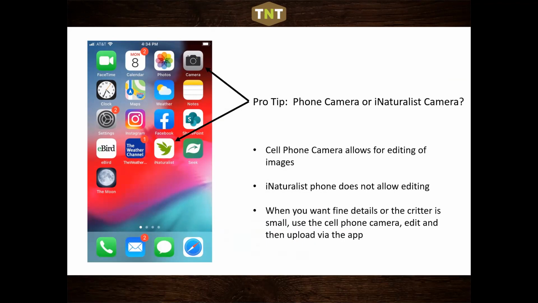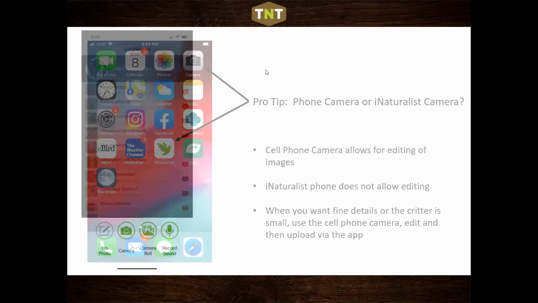You can do that, crop it, so that it's easier for iNaturalist and other people on iNaturalist to help identify. You cannot do that by taking a picture using the iNaturalist phone. You can't edit the picture there. So keep that in mind. So you have to make a choice whether you're going to use the iNaturalist phone or your camera phone. Either way works. You can access those photos easily from iNaturalist and upload them directly from there.